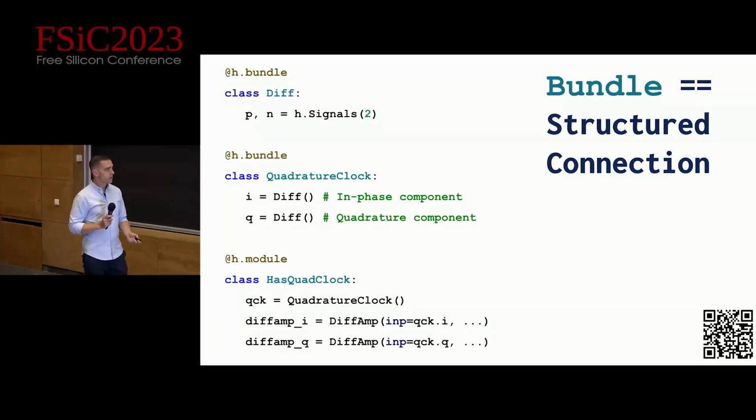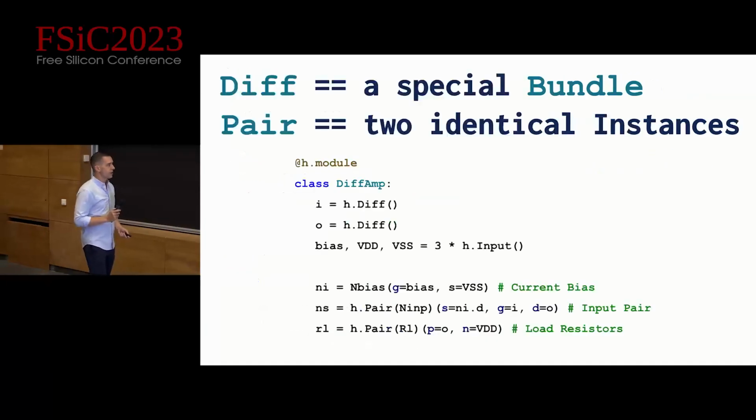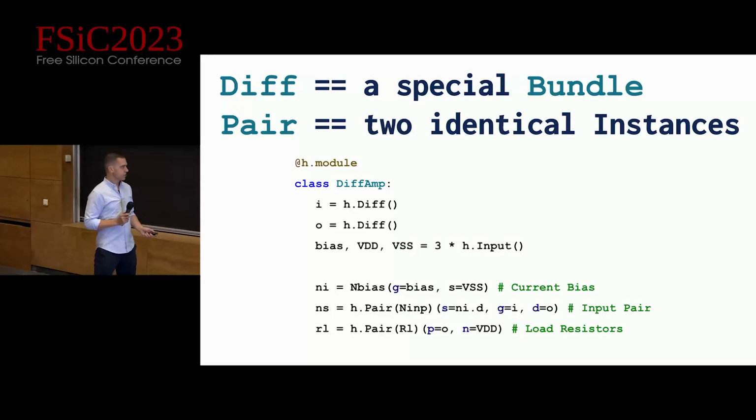Other things that we build in for the analog tribe that pair very well with those are things like pairs of instances that go with those differential signals.